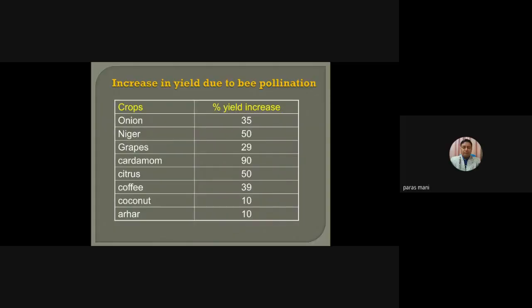Excuse me, sir. Yes. It is not in English. Yeah, there are 2-3 slides in Kannada. Here it is in English now.